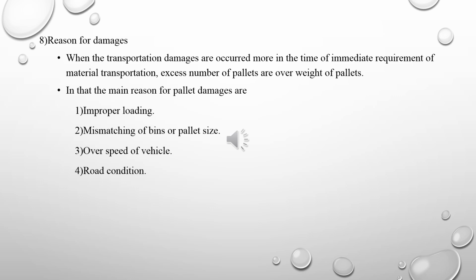Reasons for damages. Transportation damages occur more at the time of immediate requirement of material transportation, with an excess number of pallets or overweight pallets. The main reasons for pallet damages are improper loading, mismatching of bins or pallet size, overspeed of vehicles, and road conditions.